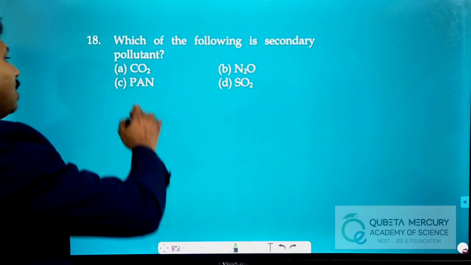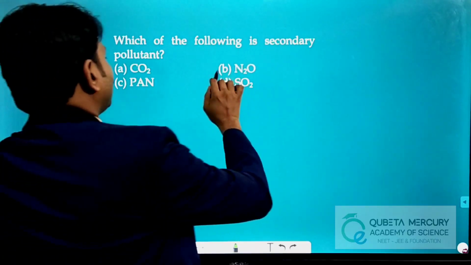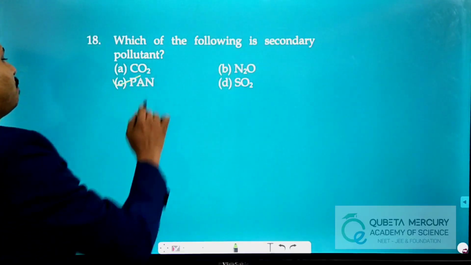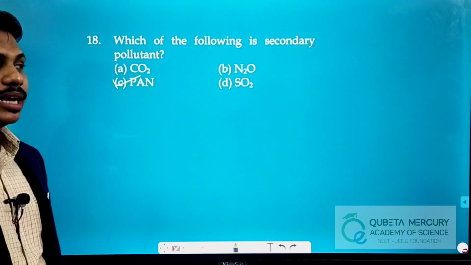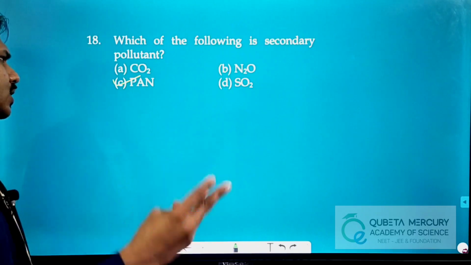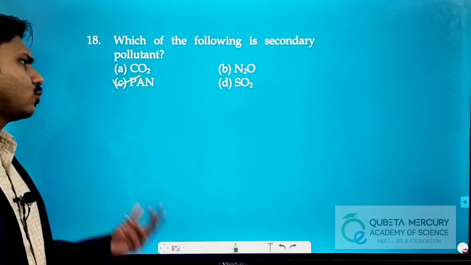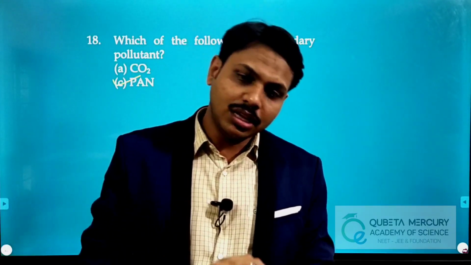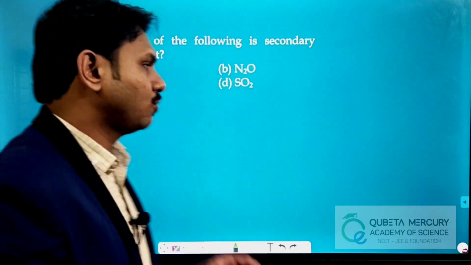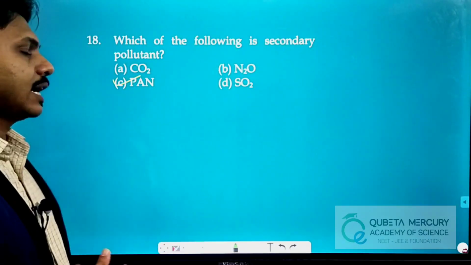Here, carbon dioxide is a natural component, that is a primary pollutant. N2O, SO2 are also primary pollutants. PAN, peroxyacetyl nitrate, is a secondary pollutant, formed by the reaction of hydrocarbons with nitrogen oxides and ozone, etc. The other compounds formed along with this are formaldehyde and acrolein. These are secondary pollutants. Instead of PAN, you can expect formaldehyde, acrolein. Okay, all are secondary pollutants.